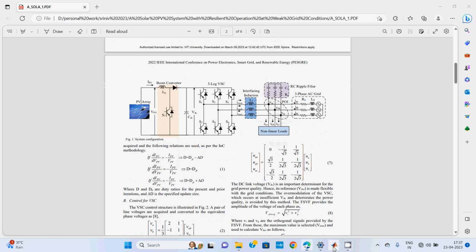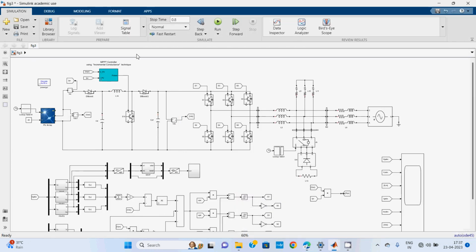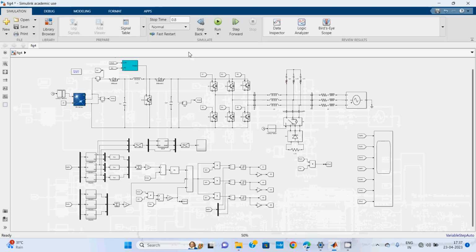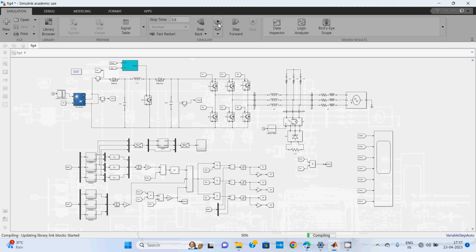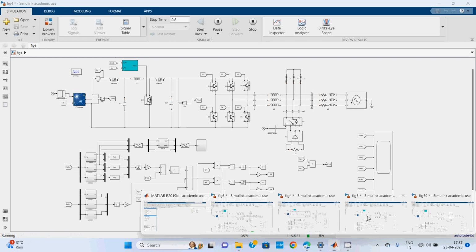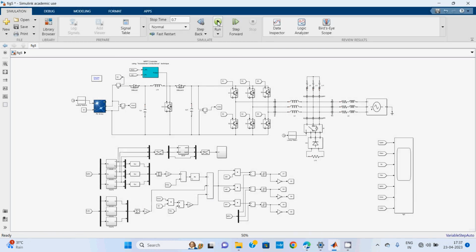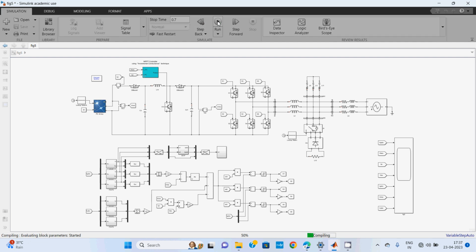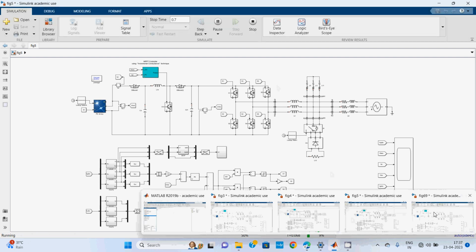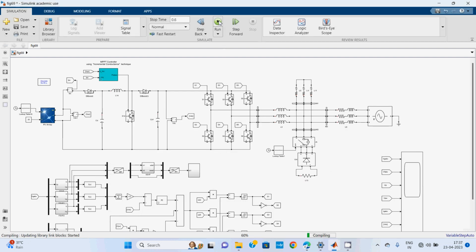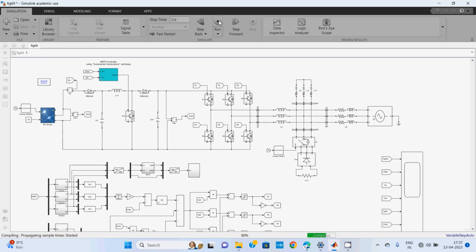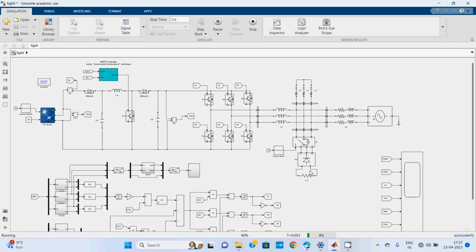So initially we just run the models. I'm going to discuss that. I'm just initially running the model. Don't worry, I will explain everything.